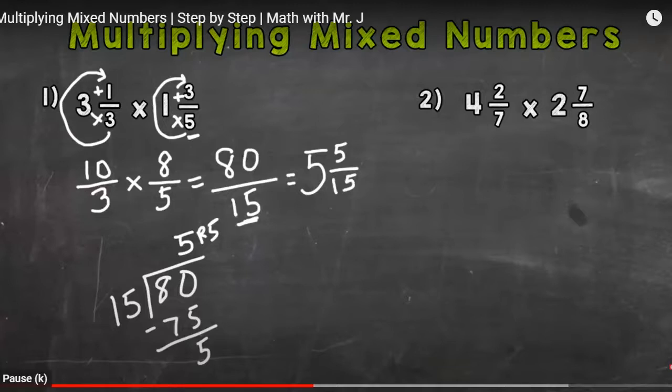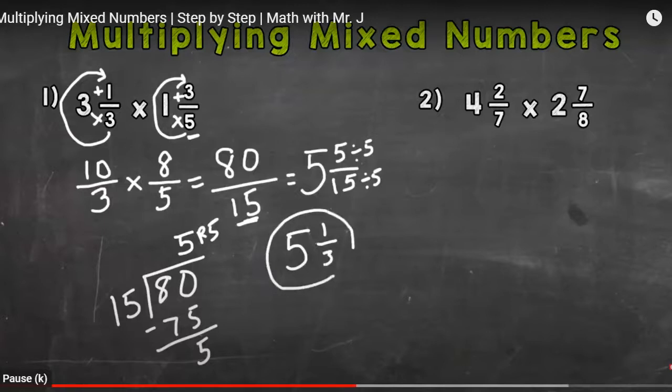5 and 5/15. And we can actually simplify that further, the fractional part of that mixed number. 5/15. 5 and 15 have a common factor of 5, so I'm going to break both of those down divided by 5. So 5 divided by 5 is 1. 15 divided by 5 is 3. So my final answer would be 5 and 1/3. Done and done. 5 and 1/3. He's got it circled. It's got to be right.